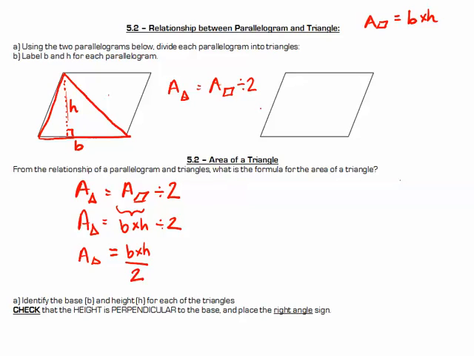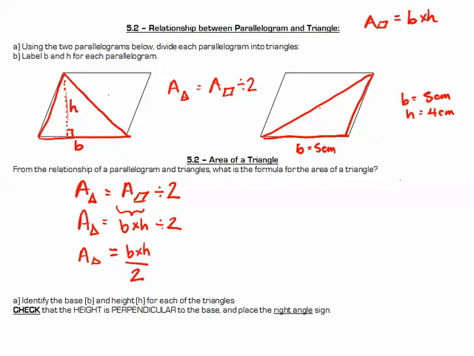So if we give an example, let's say this parallelogram has a base of 5 centimeters and has a height of 4 centimeters. The question is, what is the area of this triangle? So if I put in the numbers in the appropriate place, the base is down here, so this is the base and this is 5 centimeters.